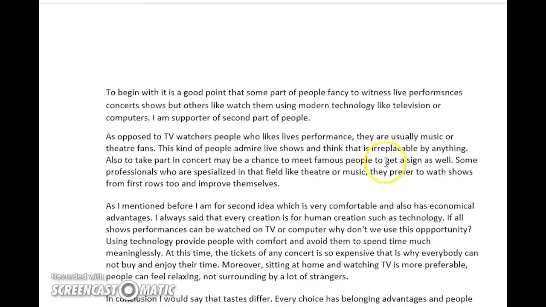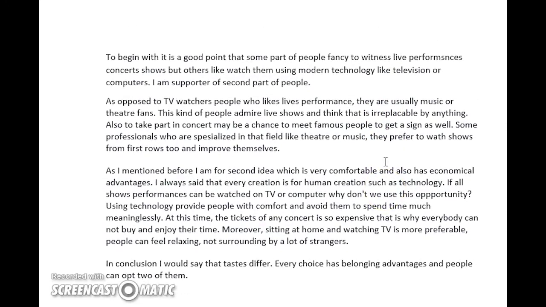Now, our next description here, it's an essay actually, and it started with a phrase.